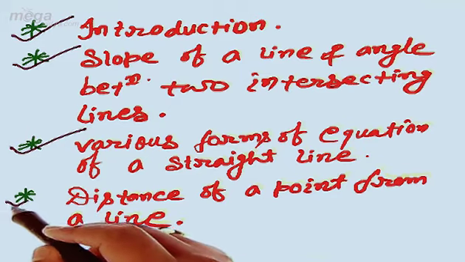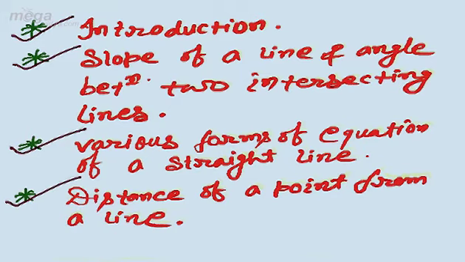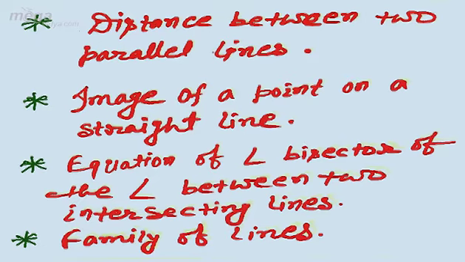Next is distance of a point from a line. Next is distance between two parallel lines, image of a point on a straight line, equation of angle bisector of the angle between two intersecting lines, and the last but not least, family of lines. So student, I am starting with the introduction.